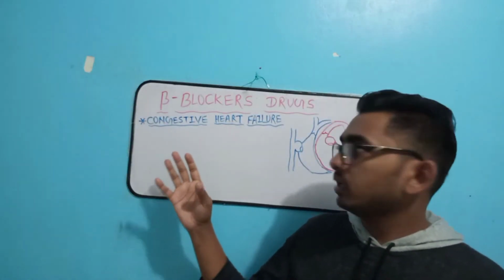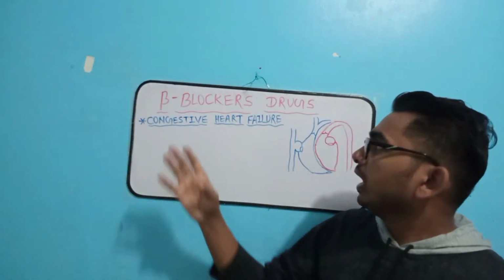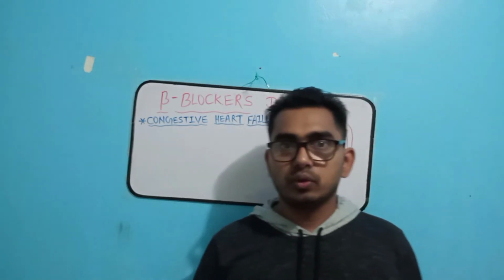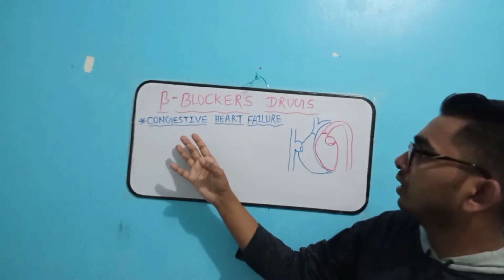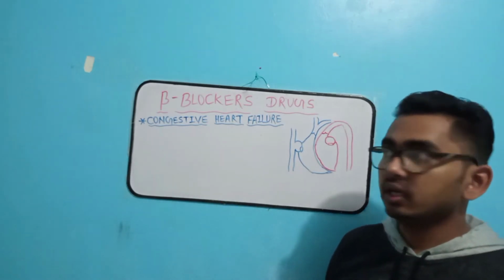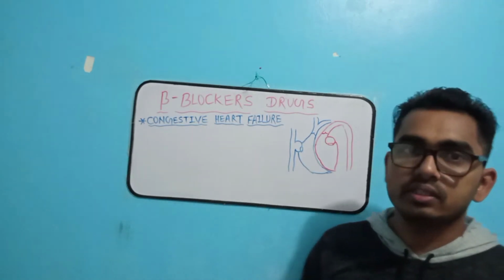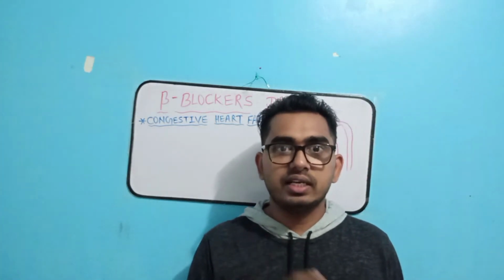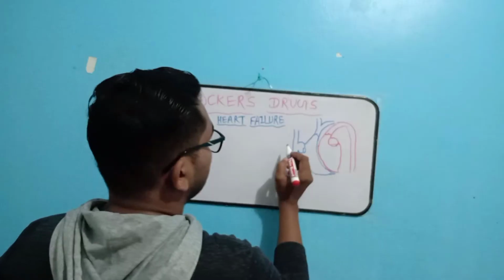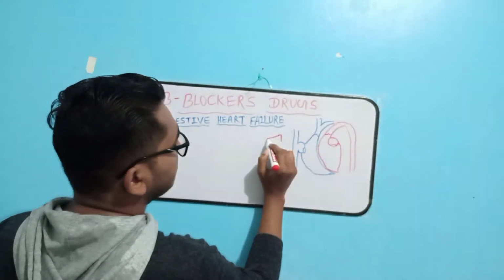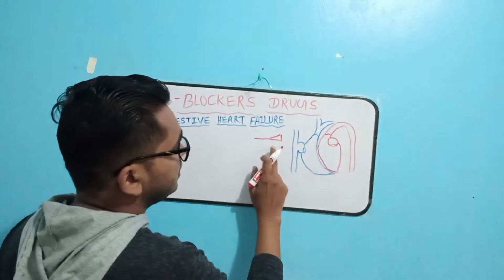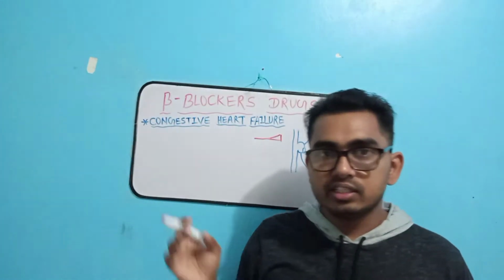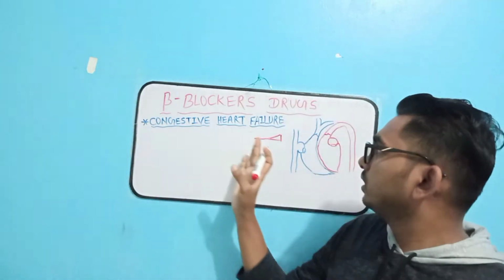Now I am going to discuss congestive heart failure, and how these beta blocker drugs work in the congestive heart failure patient. So first we have to understand what is going on in the congestive heart failure patient. We know that there is less cardiac output. If there is less cardiac output, then the sympathetic nervous system gets activated. Initially, when the sympathetic nervous system is increased, it is beneficial for this congestive heart failure patient.